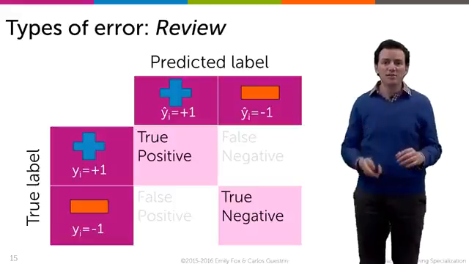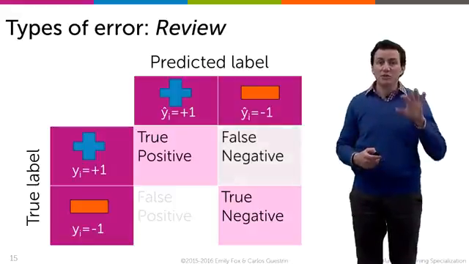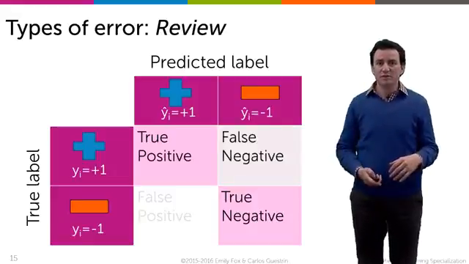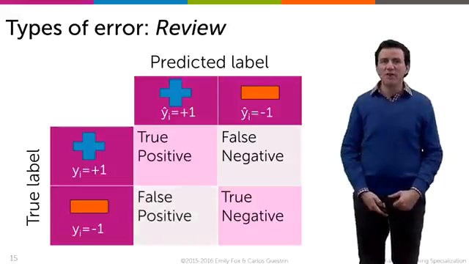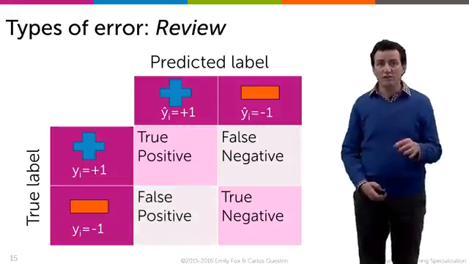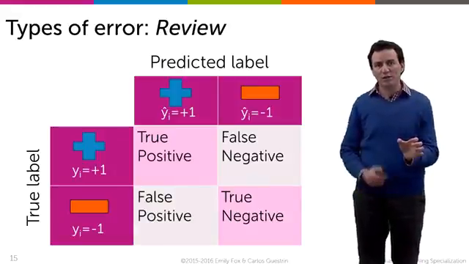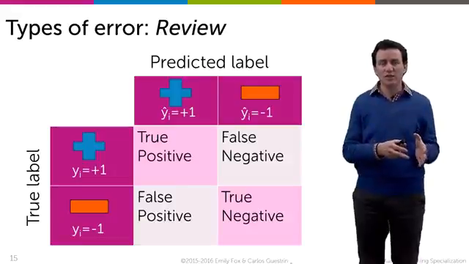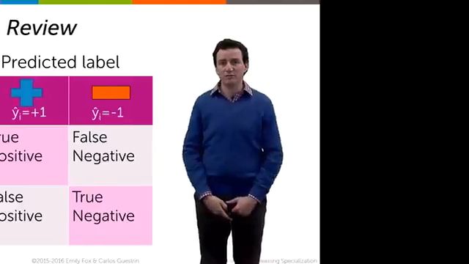But there are 2 types of mistakes we can make. The first type is what we call false negatives. It was truly a positive review, but we predicted it to be negative. So yi was +1, y hat was -1. And finally, a false positive is one where the true label was -1, but the prediction was +1. So the truth was negative, we predicted it to be positive, so it's a false positive.